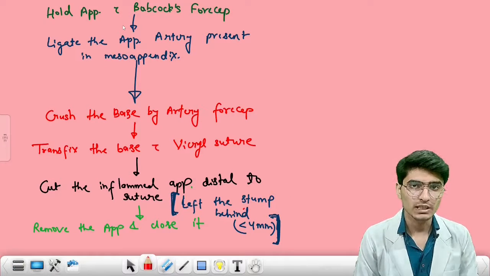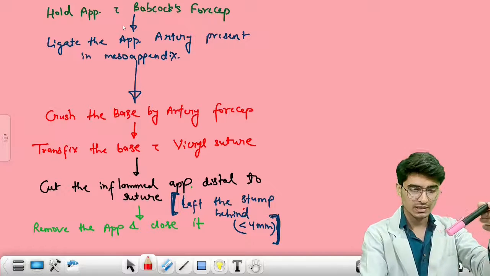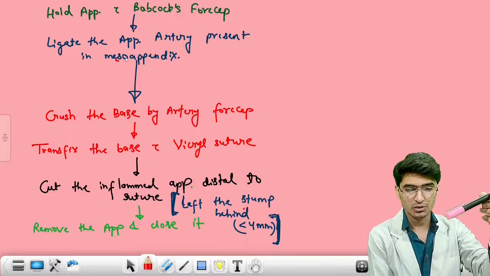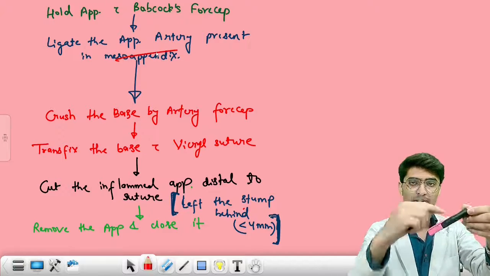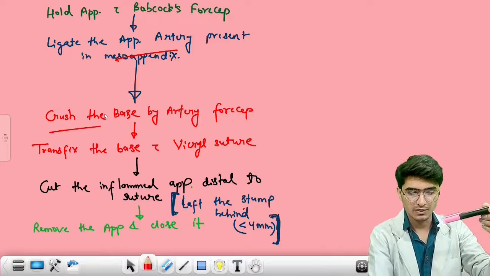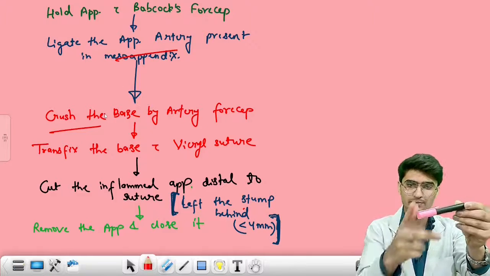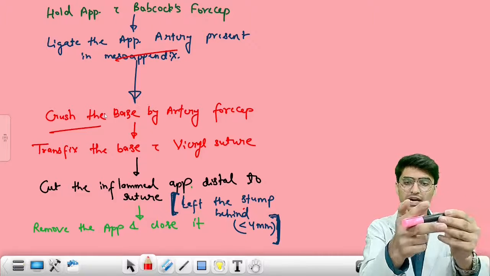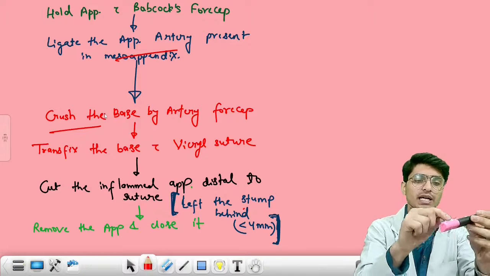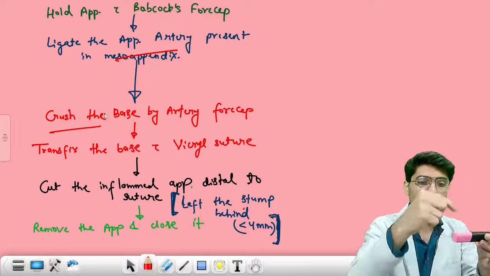Followed by we need to hold the whole appendix with Babcock's forceps. And then what is given next? The ligation of the artery. The artery which is supplying is ligated and pulled apart, followed by the crushing of the base. This is the base. We need to crush it with the artery forceps. Done. And then we have to give the vital suturing, which is given like this: just pass the needle and suture like that, suture like that.